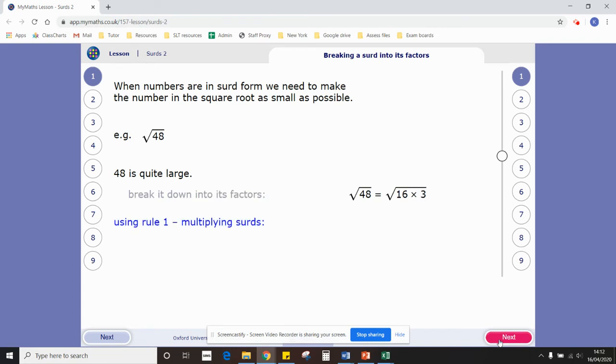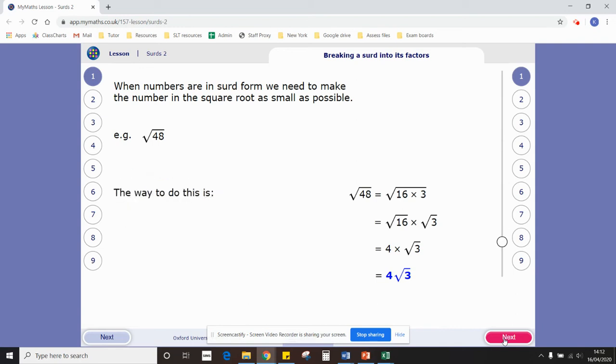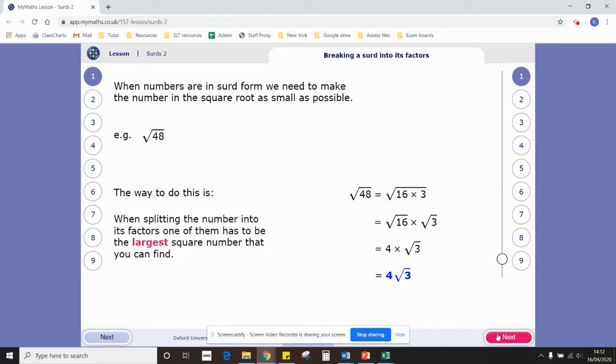We can then use our rule, which is our multiplying rule, which I'll go through with you in a minute, to break it down. So the square root of 16 times 3 can be broken down into splitting it into two separate parts, so root 16 times root 3, and then you know that you can square root 16 and get an answer of 4, and we can just get rid of the multiply sign and we get 4 root 3 as our answer. Okay. You can do it in other ways, i.e. we could have used 4 times 12, but we would have to simplify further. So we want to make sure that we are always using the largest square number that actually goes into our starting number. Okay.